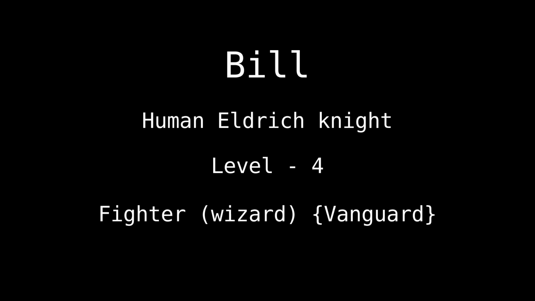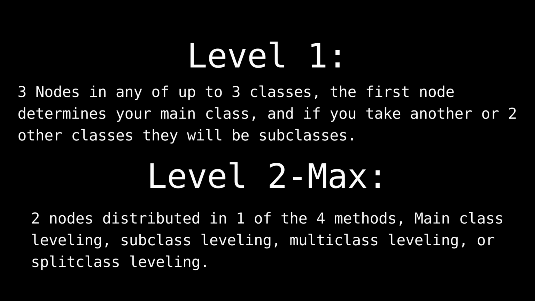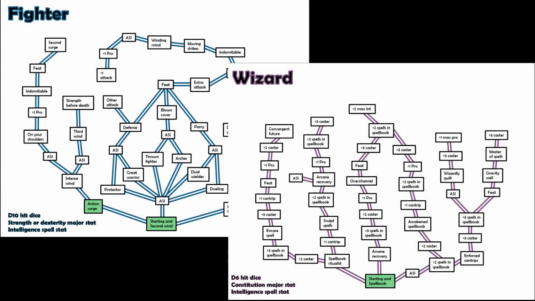This is the final level that I'm going to be looking at in this example video. But during this level up, Bill is going to use the 4th and final method for leveling. This is called split class leveling. You can only split class level between your main class and one of your subclasses, because remember, you can have up to 2. So for Bill, that's Fighter and Wizard, since Vanguard is a multi-class, not a subclass.